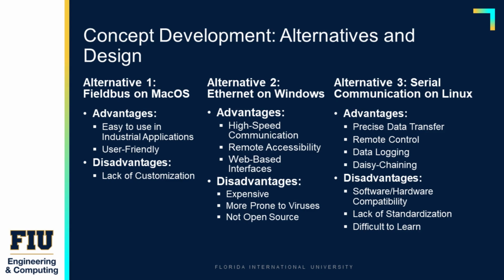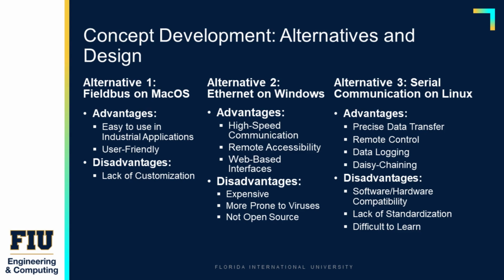Our first alternative was to implement a field bus on Mac OS, which would have allowed for an easier implementation of industrial applications. However, it would not have allowed for much customization. Our second alternative was to implement an Ethernet protocol on Windows, which would have allowed for high-speed communication, remote accessibility, and the web-based interfaces. However, those can be expensive and more prone to viruses.